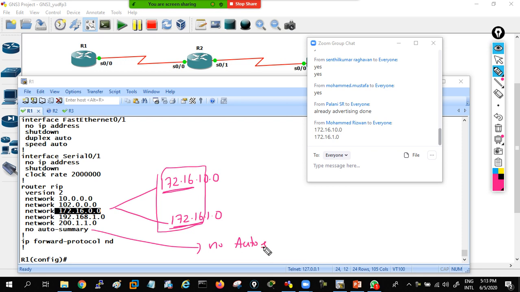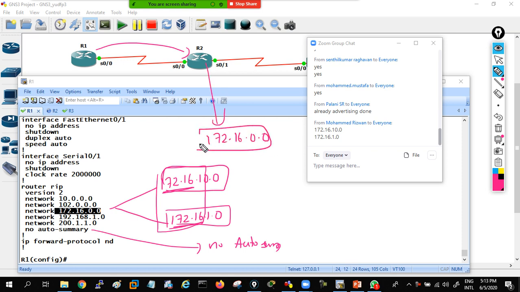What is the purpose of no auto summary? Whenever you advertise, then you send it individually. Don't send it as a 172.16. Everybody understand? In case router 2 receives that 172.16.0.0 network, which means it's considered as all the subnets of 172.16. Are you clear, everybody?